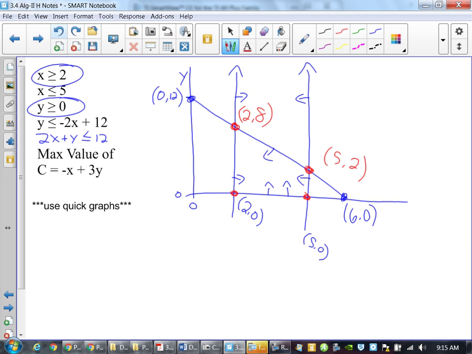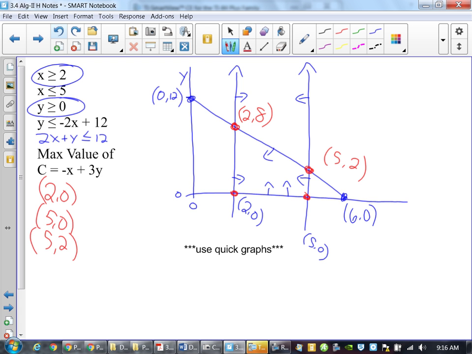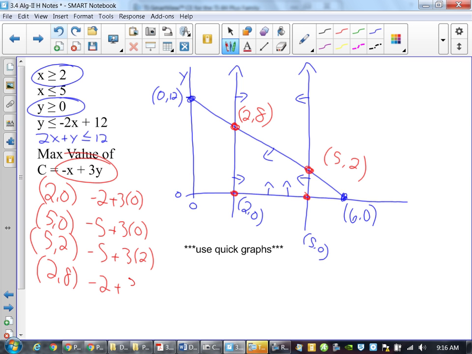So, using our quick graphs, we take our ordered pairs of 2, 0, 5, 0, 5 and 2, and 2 and 8, and we substitute into our maximize function. What's negative 2 plus 3 times 0? What's negative 5 plus 3 times 0? What's negative 5 plus 3 times 2? What's negative 2 plus 3 times 8?